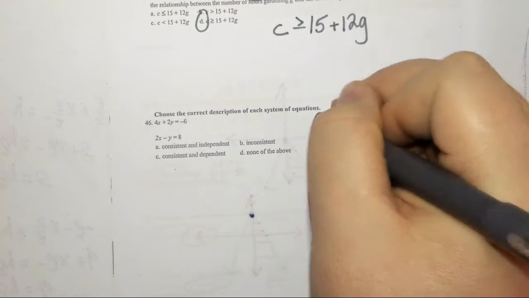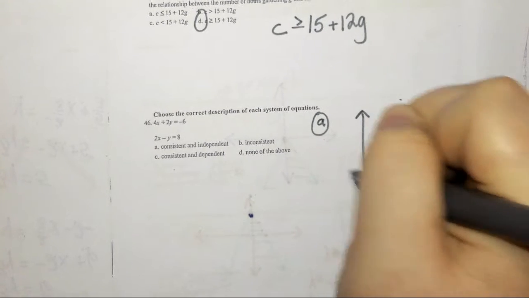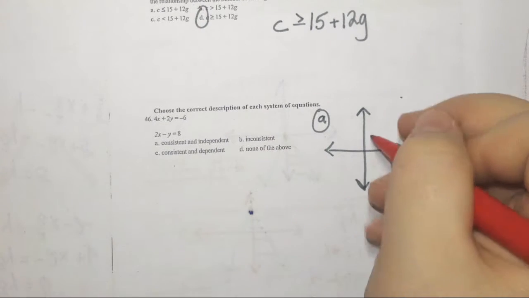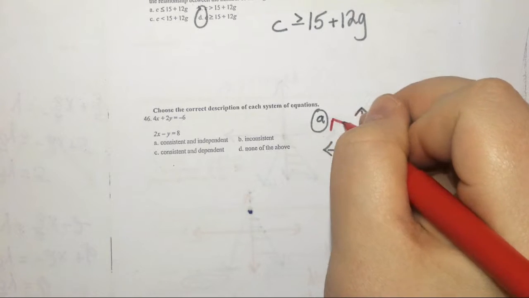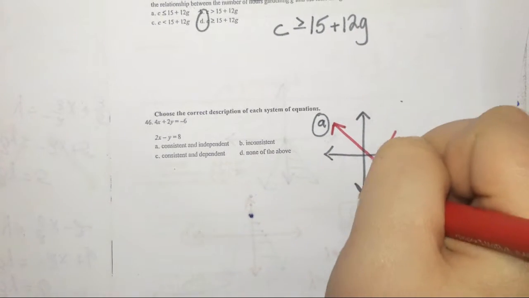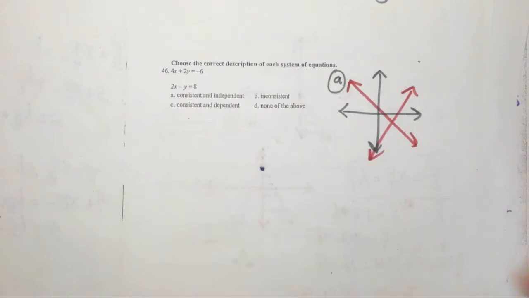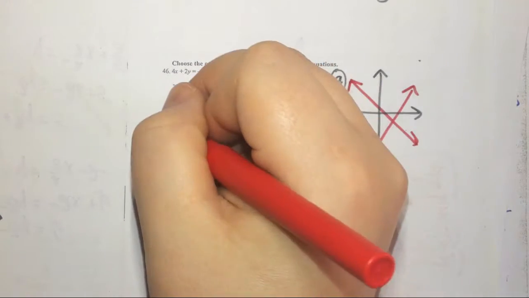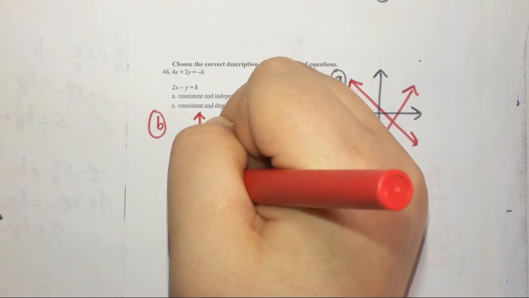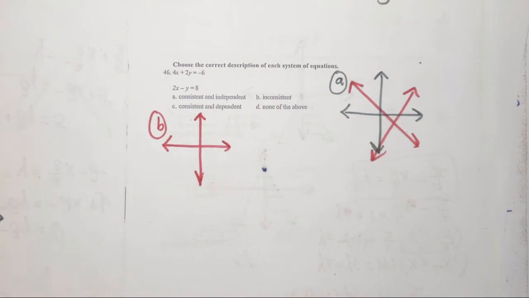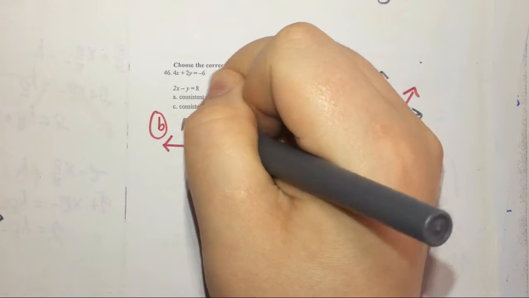So can you tell me, if I were to graph two lines, what would consistent and independent look like? Do the lines cross? Are they parallel? Are they the same line? They cross. Okay, and then B says inconsistent. So do the lines cross? Are they parallel? Or are they the same line? Inconsistent. They are parallel.